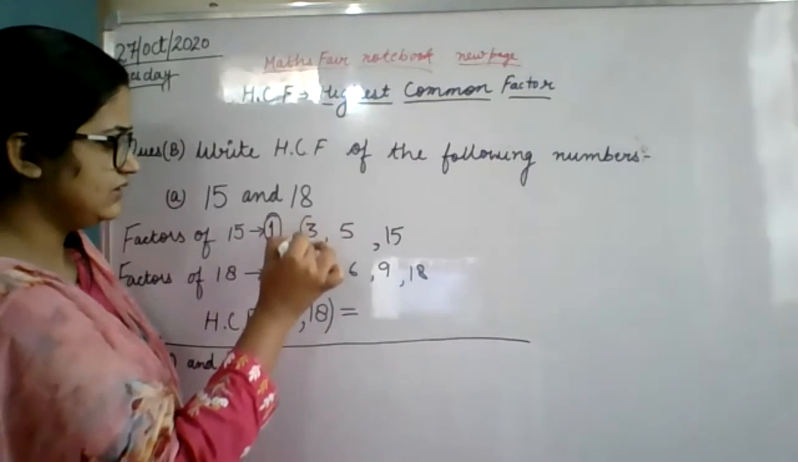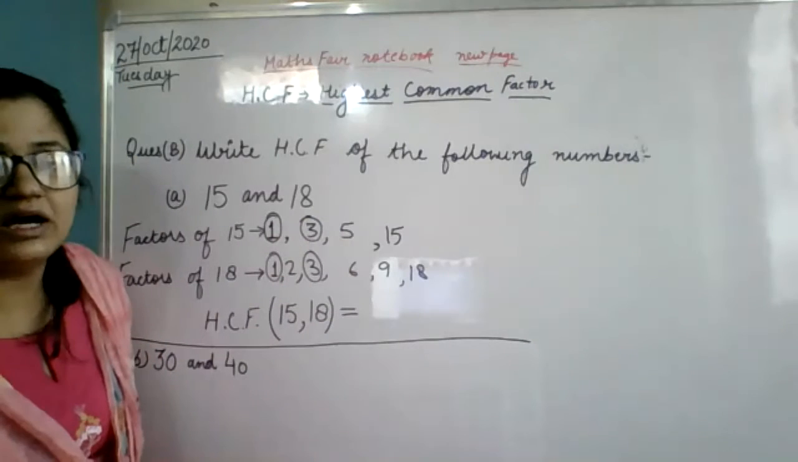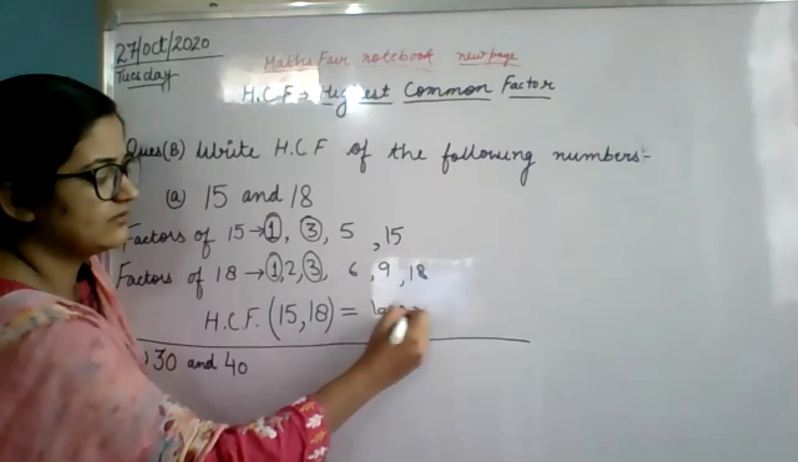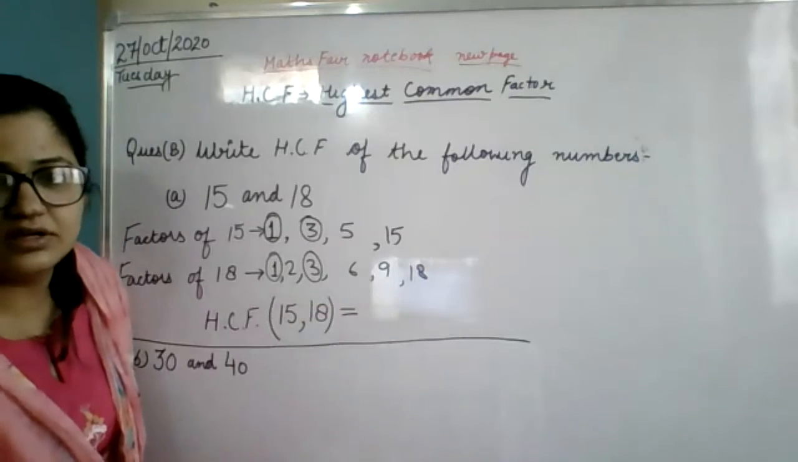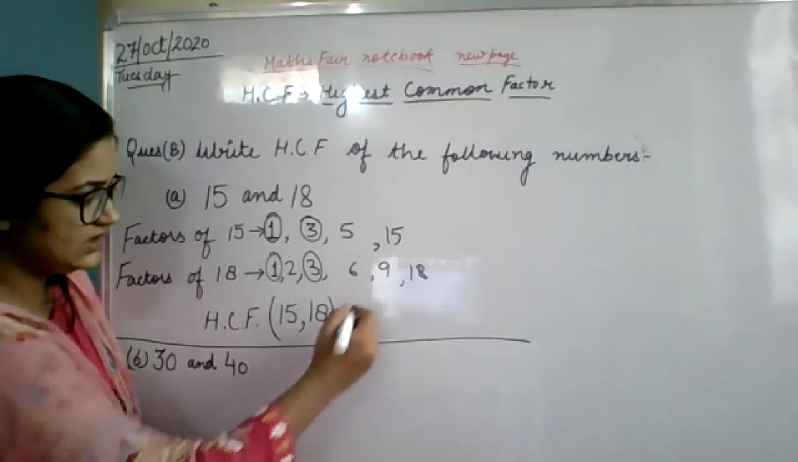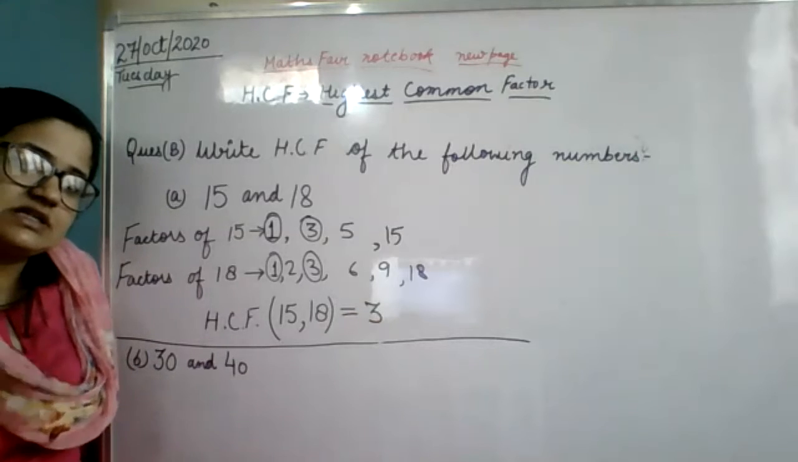1 is common here, 3 is common here. So which is the highest one? We will not write 1 and 3, because they are asking about the highest. Which is the highest of 1 and 3? Tell me quickly. 3 is the highest. So HCF of 15 and 18 is 3.